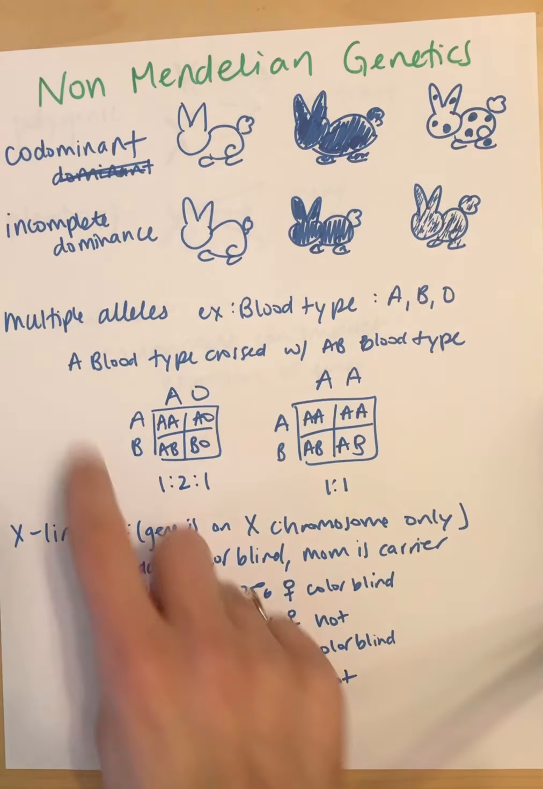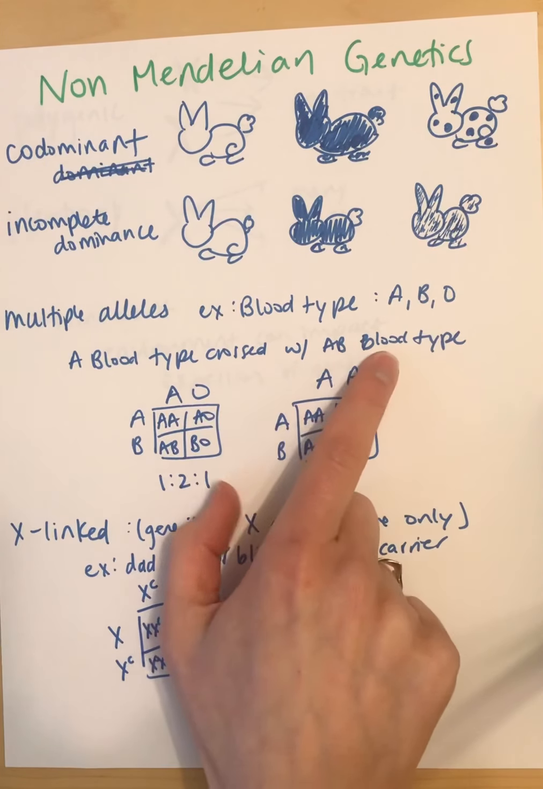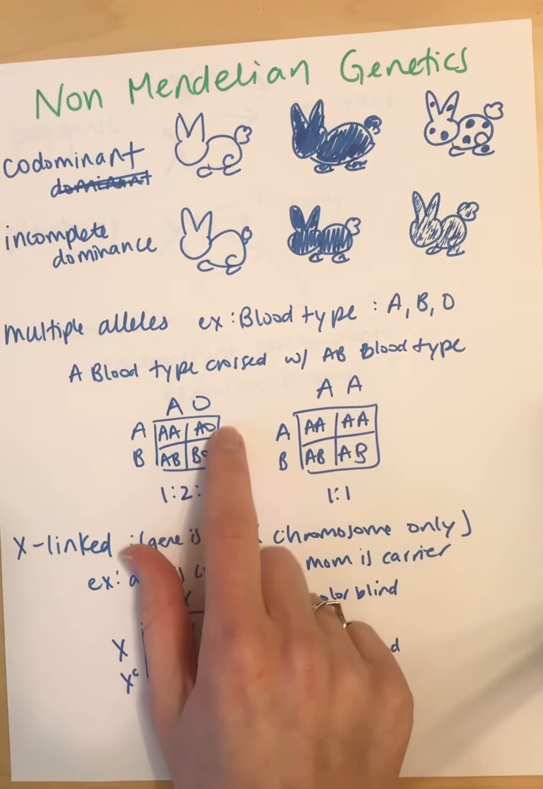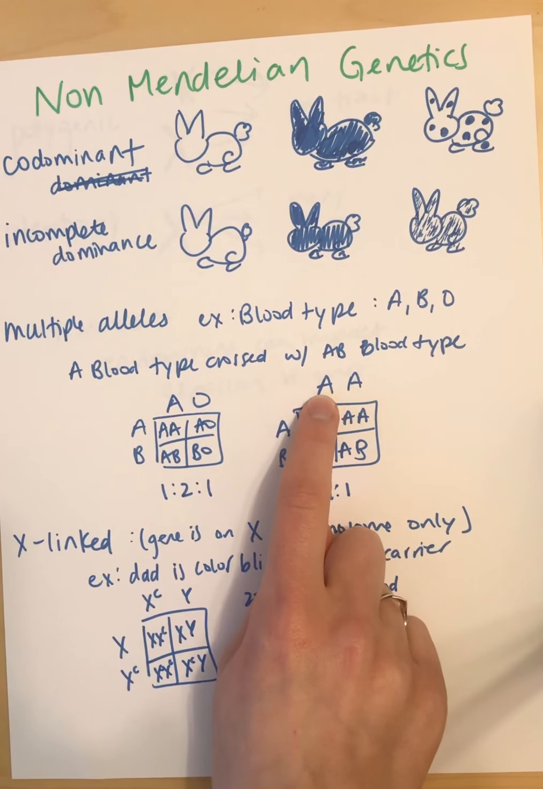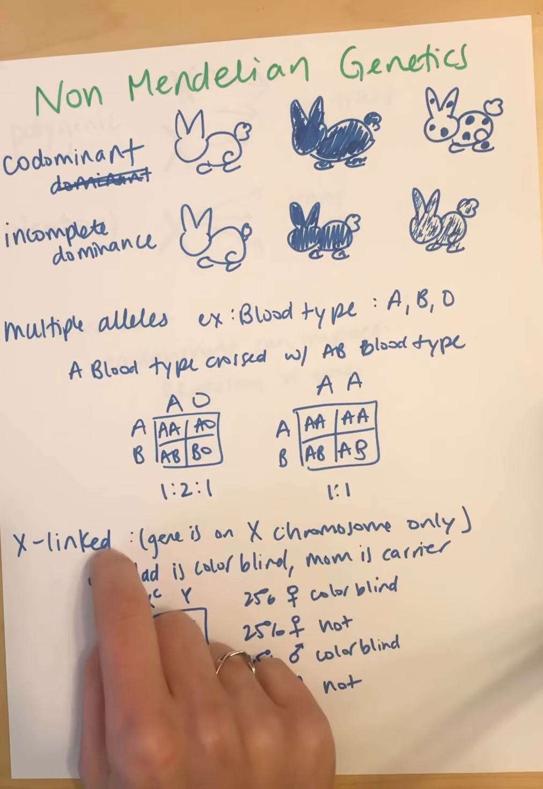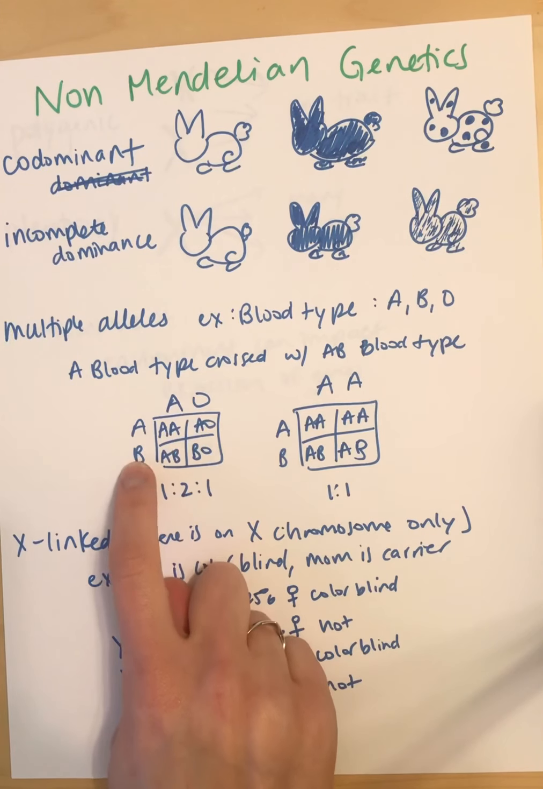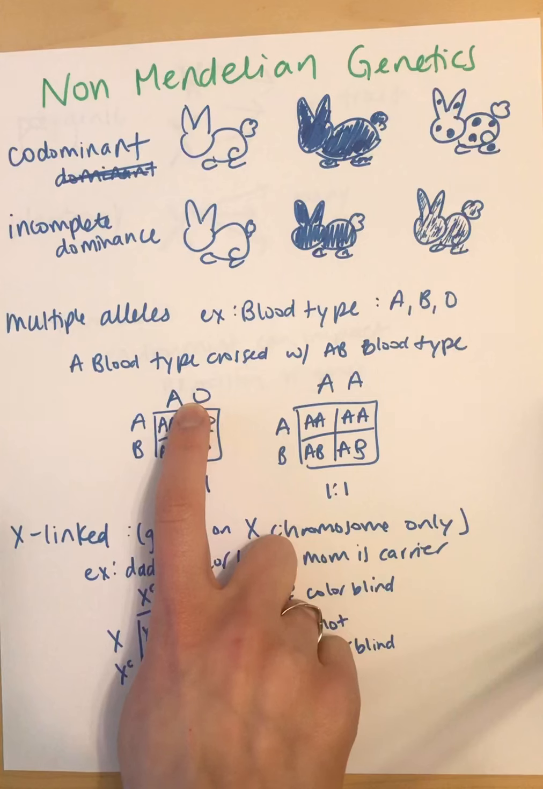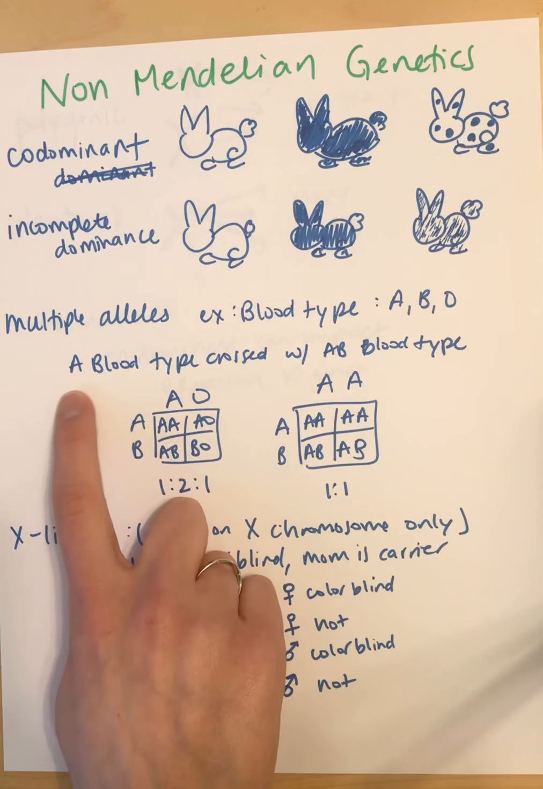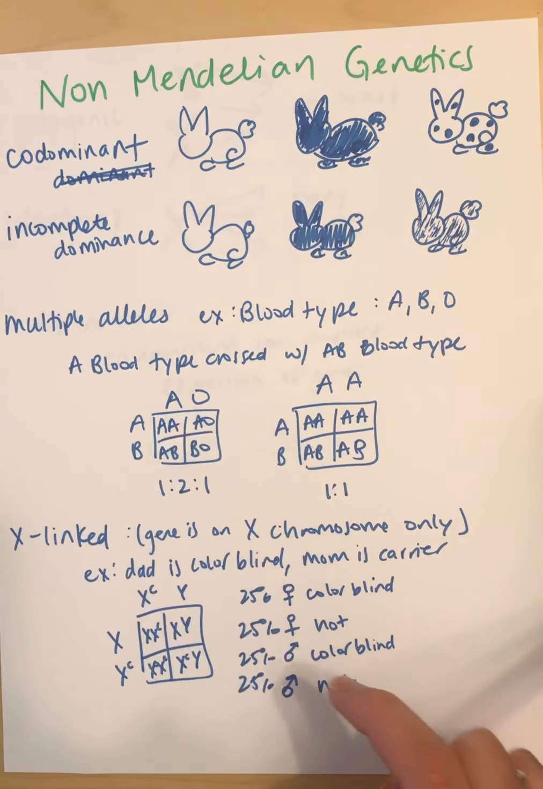And if there's an A blood type individual crossed with an AB blood type individual, that could mean that A blood type could be AO or it could be AA. So I set up both just to show you. AO crossed with AB versus AA crossed with AB. O is recessive, so we don't say it if A is present. That's why it could be AO.